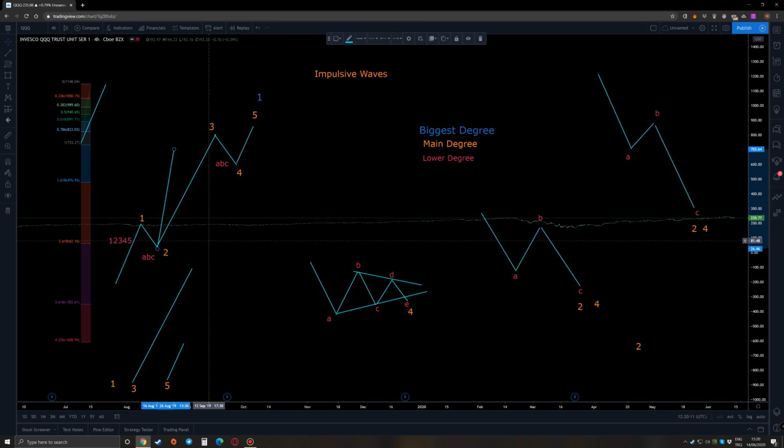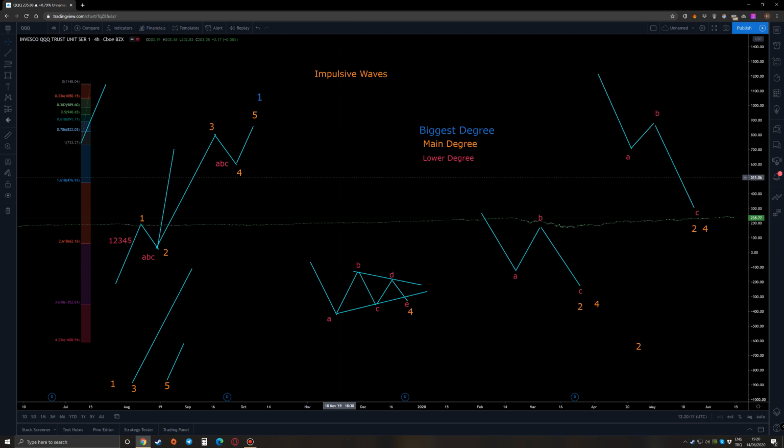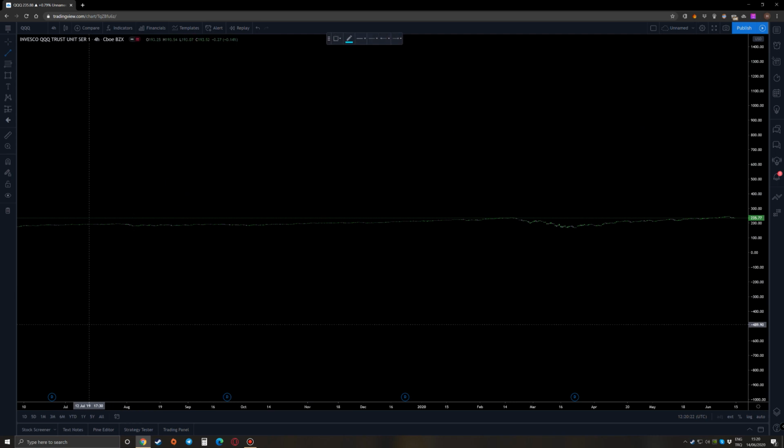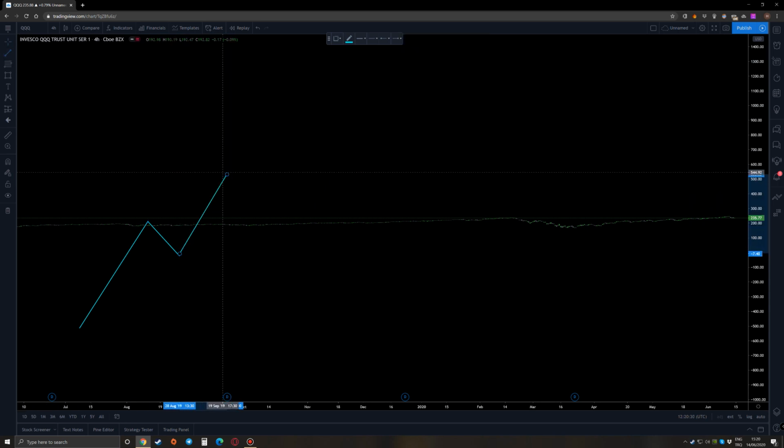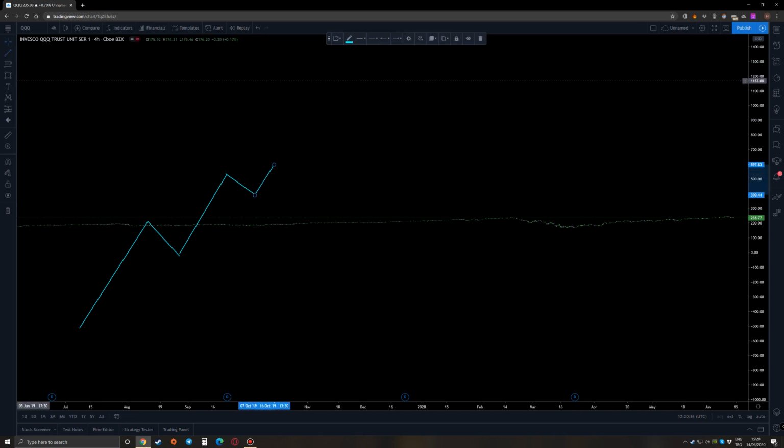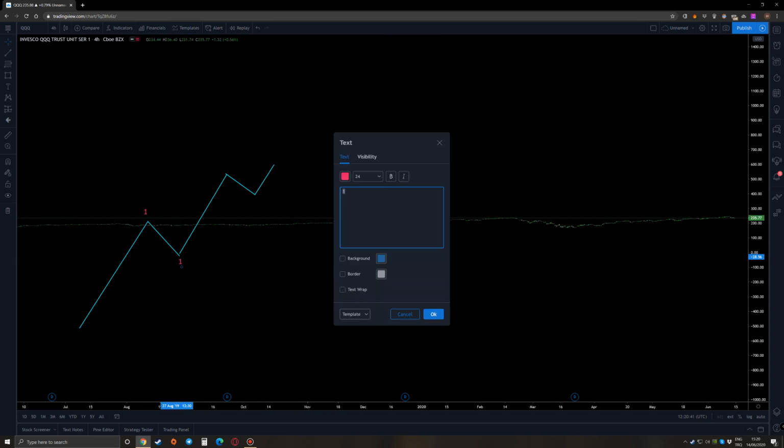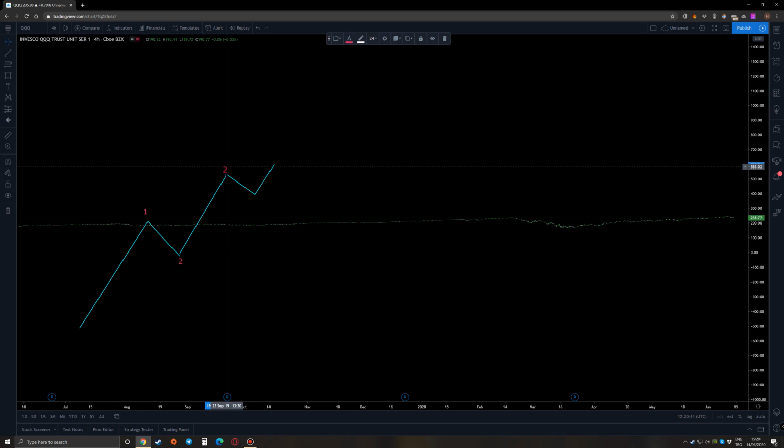Now, it doesn't always have to be the third wave that is the extended one. For example, you can have a first wave extension. Now, what does it look like? I will show it to you here. So you can have something like this. 1, 2, 3, 4, and a 5. This is an impulsive wave too. Okay, so 1, 2, 3, 4, and 5.